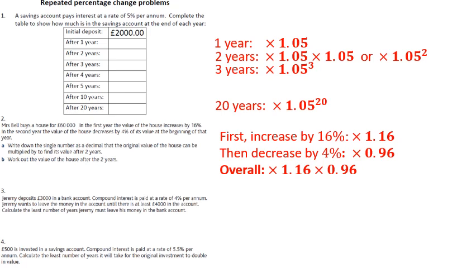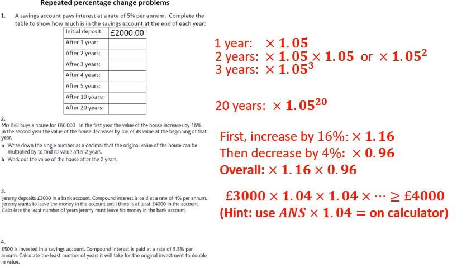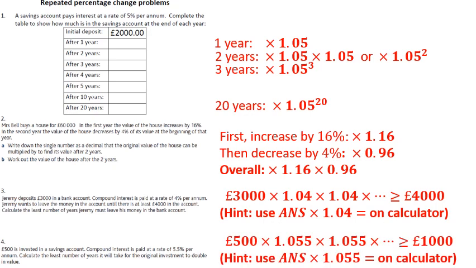If you increase by 16% and then you decrease by 4%, the overall effect can be calculated by multiplying the multipliers together. And for question 3, one way to calculate this would be to start with £3,000 and repeatedly multiply by 1.04. If you do that over and over again and count how many times you do it, you'll be able to keep track of how long that needs to happen for until the value reaches 4,000. There are more efficient ways to answer that question, and we'll get to that when we come to logarithms.